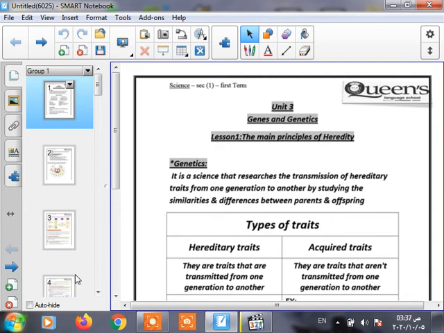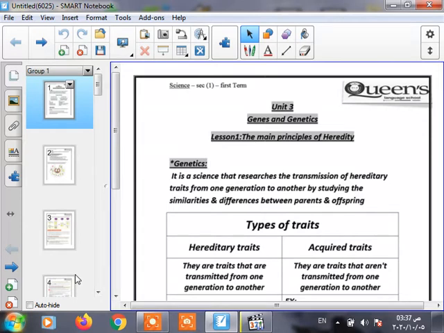Good morning. Our lesson today, we talk about the main principles of heredity. What's the meaning of heredity? When we look at ourselves and we look at our sisters or even our brother, our parents, our mother and our father, we found we have similarities and differences in our external shape. What is the science which deals with this study? It's called genetics. So what is genetics?